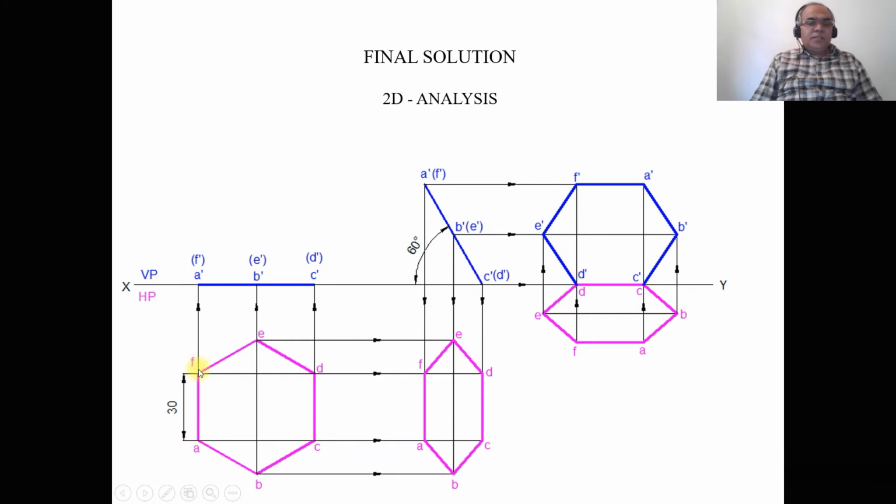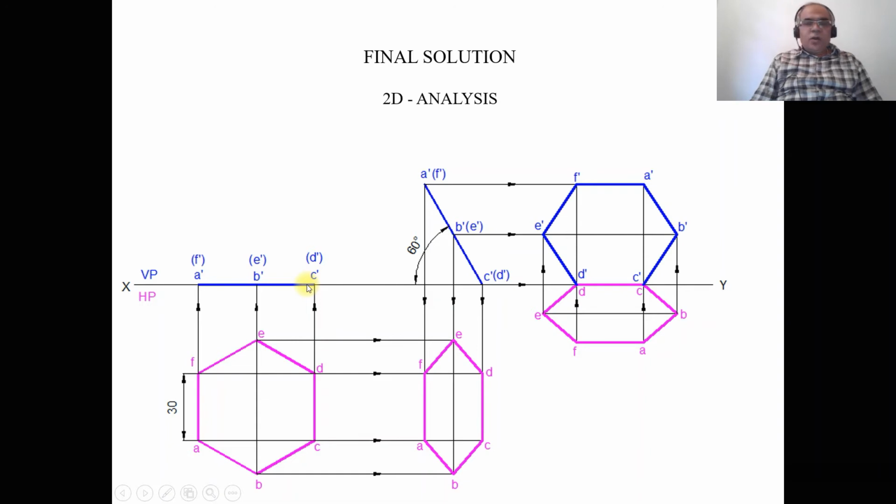Then draw a vertical projector from A and F to the XY line. Similarly, draw a vertical projector from B and E to the XY line, and also from C and D to the XY line. As we see from the front view, ABC is near to the observer, so you mark them as A dash, B dash, and C dash, and D, E, and F are away from the observer, D dash, E dash, and F dash in bracket. Then join A dash to C dash with a dark line. So this is going to be a continuous dark line.